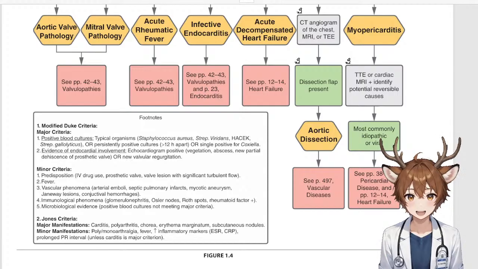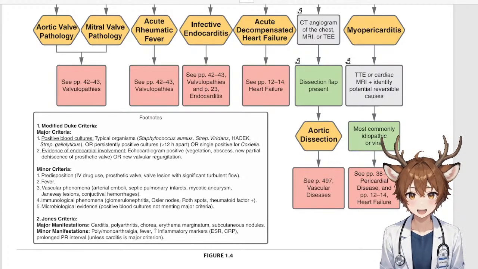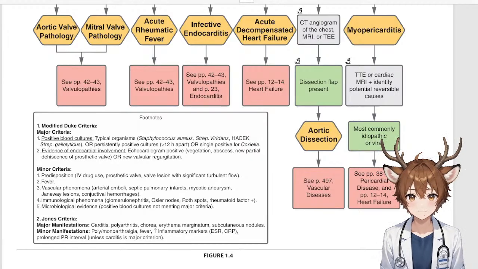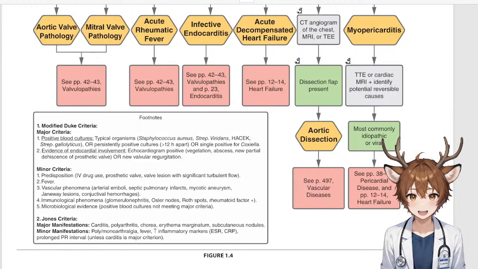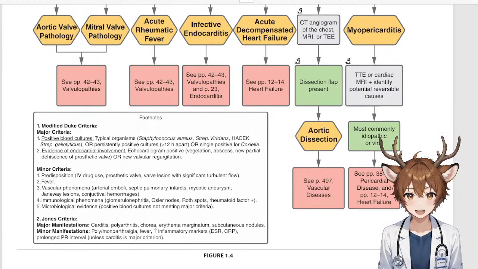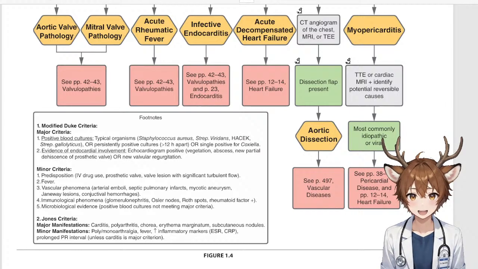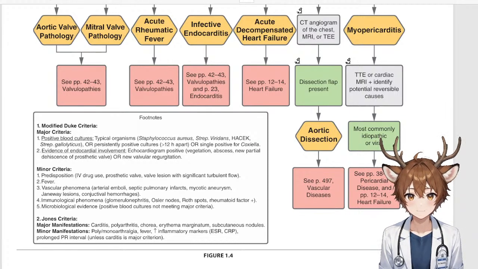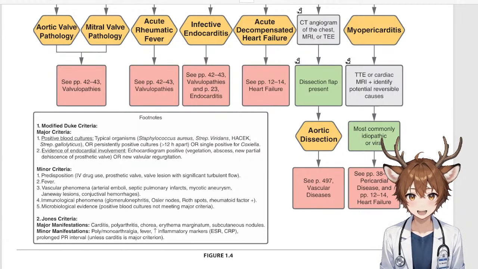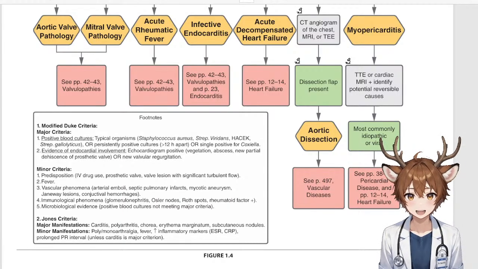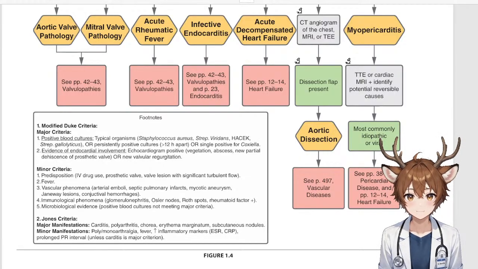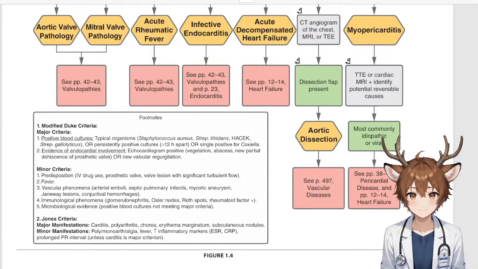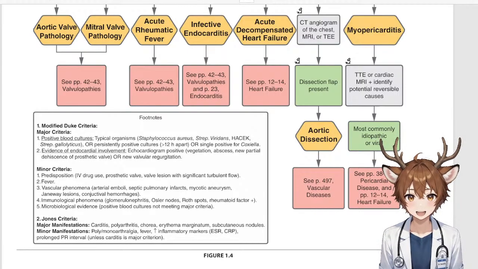Second, evidence of endocardial involvement: echocardiogram positive, vegetation, abscess, new partial dehiscence of a prosthetic valve, or new valvular regurgitation. Minor criteria for Duke criteria: one, predisposition, IV drug use, prosthetic valve, valve lesion with significant turbulent flow. Two, fever. Three, vascular phenomena: arterial emboli, septic pulmonary infarcts, mycotic aneurysm, Janeway lesions, conjunctival hemorrhages. Four, immunological phenomena: glomerulonephritis, Osler nodes, Roth spots, rheumatoid factor positive. Five, microbiological evidence: positive blood cultures not meeting the major criteria.